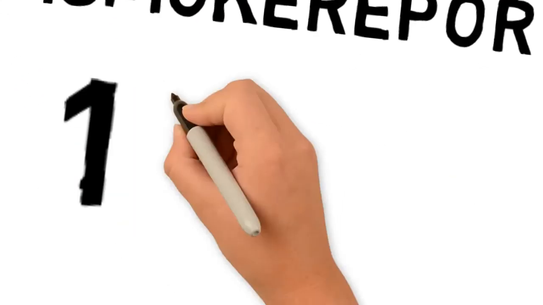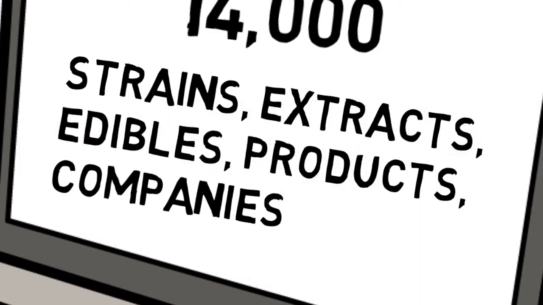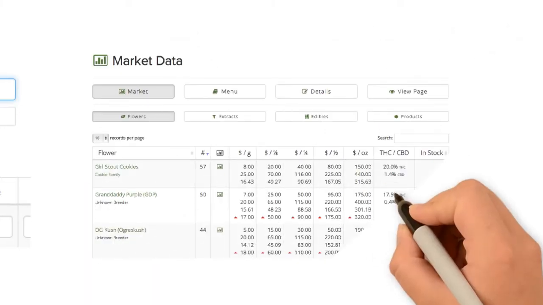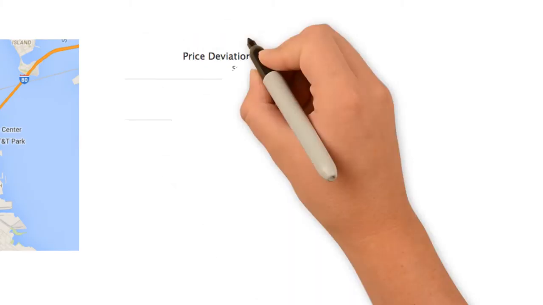At Smoke Reports, you connect with over 14,000 strains, extracts, edibles, products, and companies. Easily create items from our unique system. Add and update your menu in minutes. Discover detailed information and market data about your products. And see how your prices compare to make powerful business decisions.